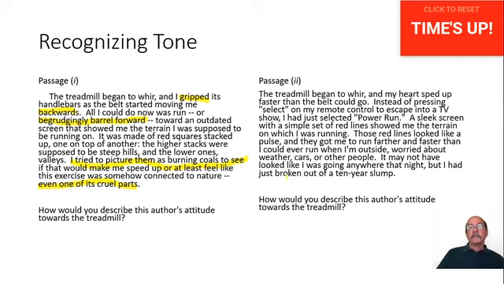On passage 2, on the other hand, "my heart sped up faster. Instead of pressing select to escape, I just selected the power run, a sleek screen, the simple set." Now both of them saw the same screen, but the definitions are completely different. "They got me, the lines look like a pulse, they got me to run faster and faster than I could run outside. It may not have looked like I was going anywhere that night, but I had just broken out of a 10-year slump."